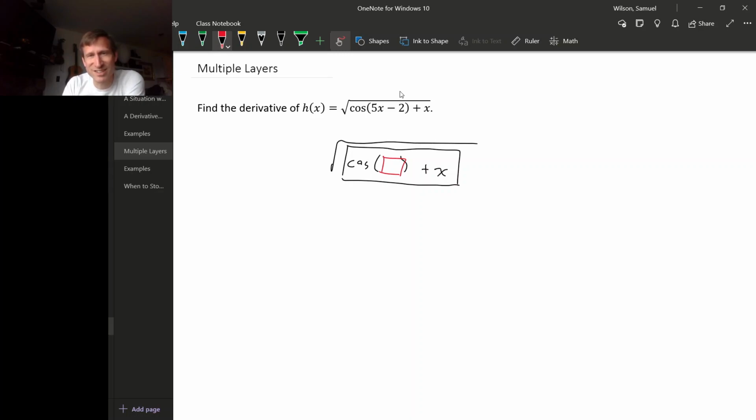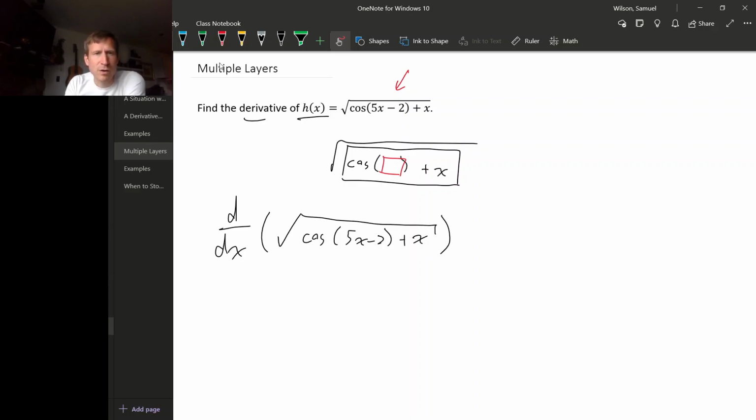So you can see it's very easy to end up with a formula with multiple layers, and so we really do need to understand how to use the chain rule to pick apart these layers and calculate the derivative of something like this. So let's find the derivative of this function h of x, the derivative of the square root of cosine 5x minus 2 plus x.